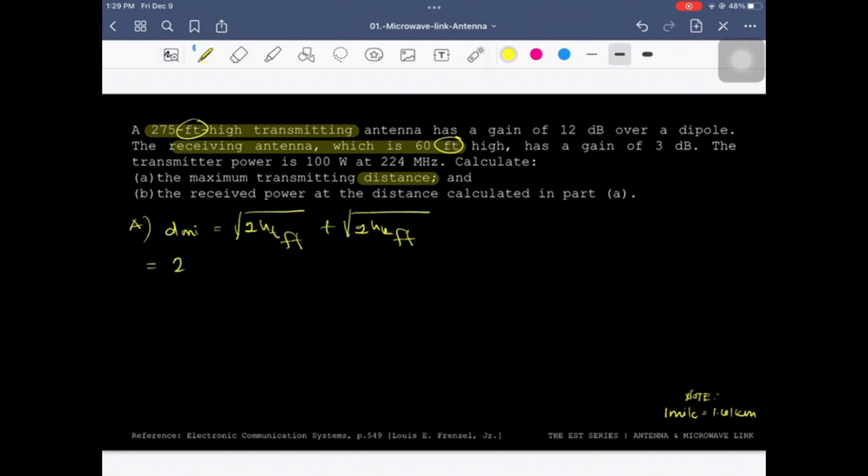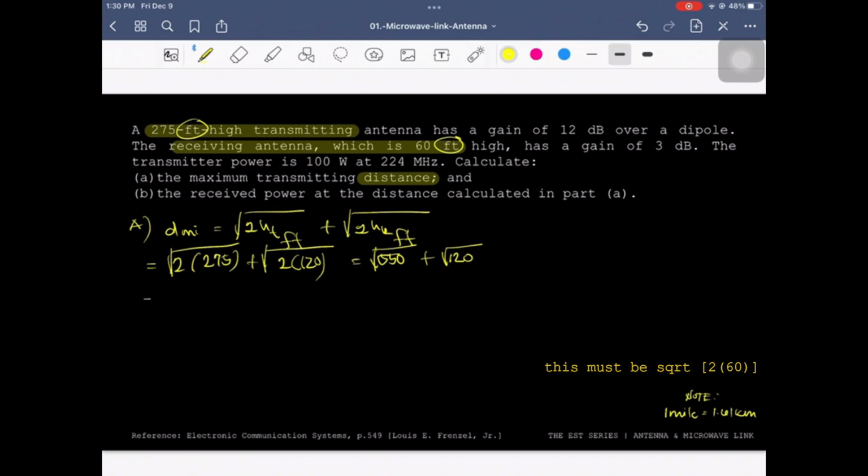Okay, so 2 times 275, get the square root, plus 2 times 60, get the square root. We should get square root of 550 and square root of 120. So we will get an answer of 34.4 miles. So kung wala dyan si B, I think we're okay with 34.4 miles na.